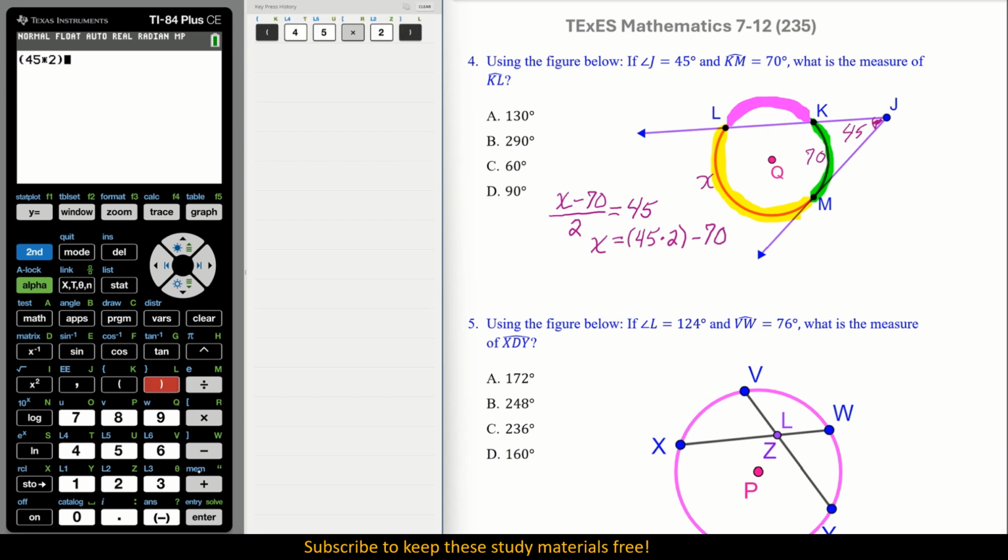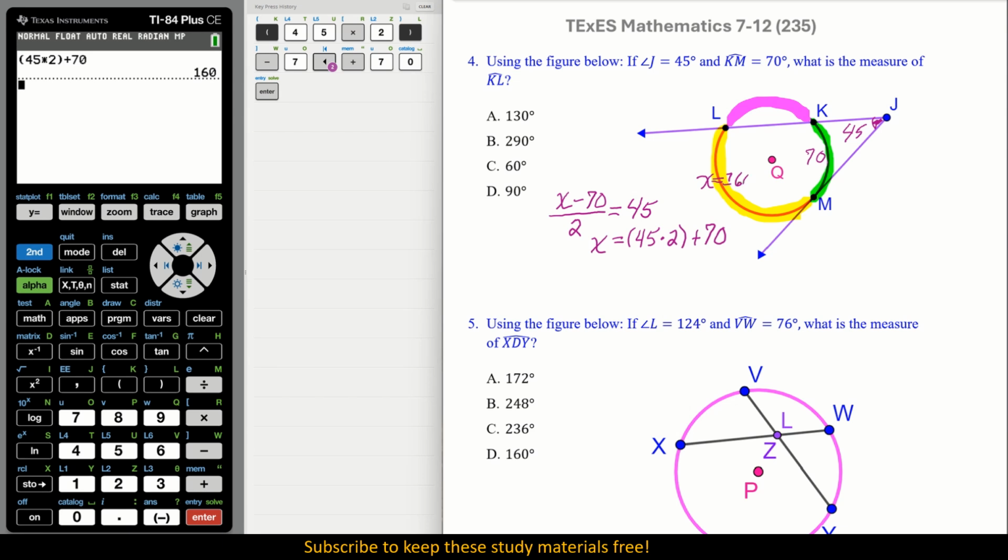45 times 2, and we subtract. Uh-oh, we add 70. Okay, that's 160. So up here, that's 160. So we have an arc of 160 degrees and another one of 70 degrees.